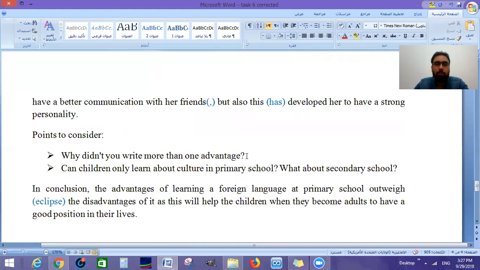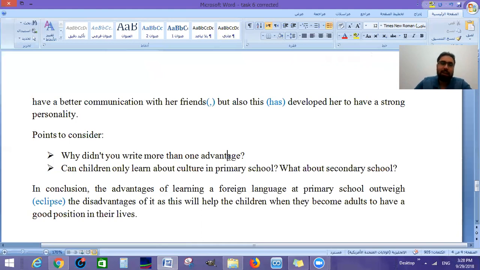Okay, first of all, why didn't you write more than one advantage? We only had one advantage there, and this is definitely going to affect task achievement because the question is asking you for advantages and disadvantages. The next point: can children only learn about culture in primary school? This is a general benefit, not a specific benefit that students will get from learning a language at primary school, which really makes the point kind of irrelevant. We know that children can learn about culture in secondary school as well.